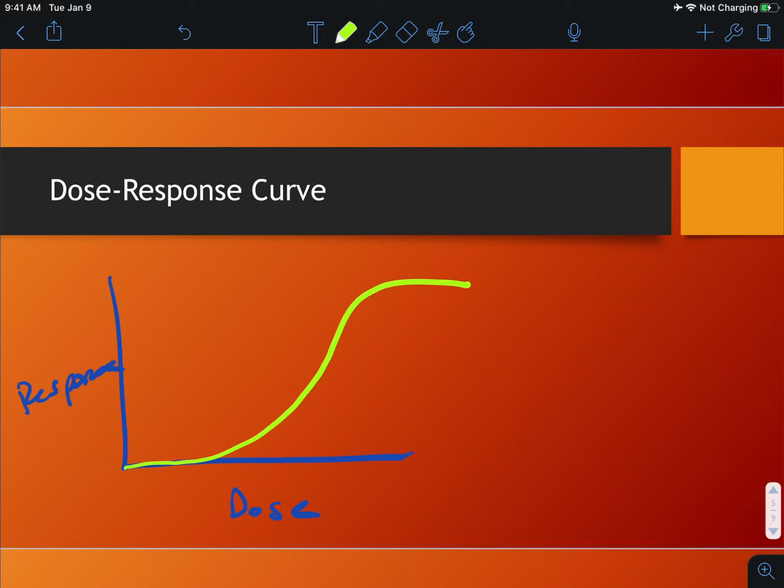And what you're seeing here is there's a dosage that has no effect. And at some point that effect kicks in, and that's what we call our threshold.